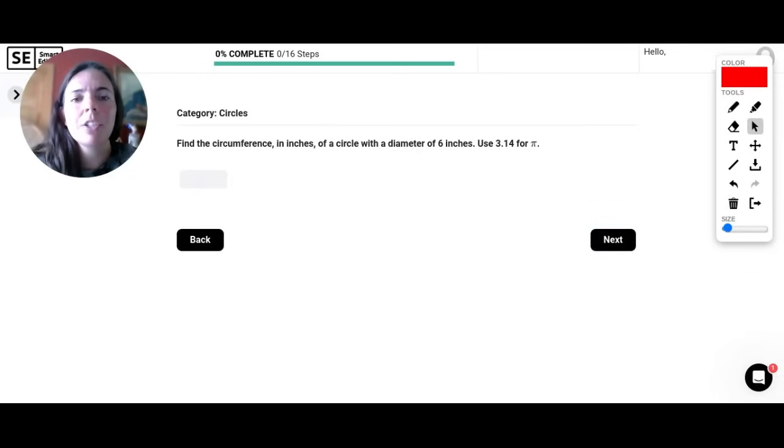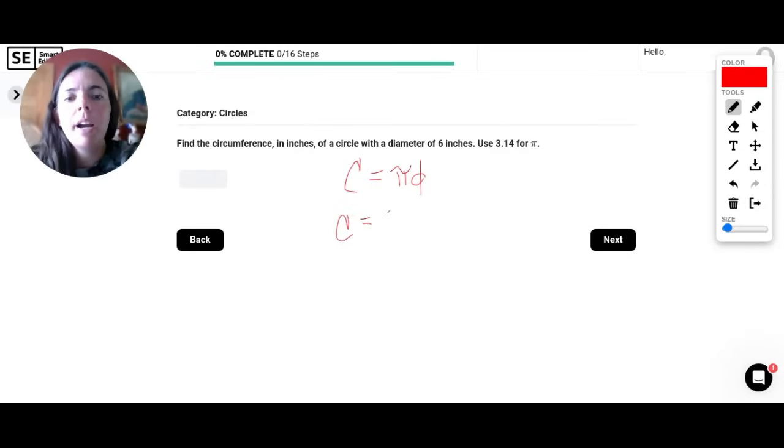Find the circumference in inches of a circle with a diameter of 6 inches. Use 3.14 for pi. So circumference equals pi times diameter. And when I plug in pi, I'm going to use 3.14, diameter of 6. I need to multiply these. And I'm just going to use my algorithm, 3.14 times 6.